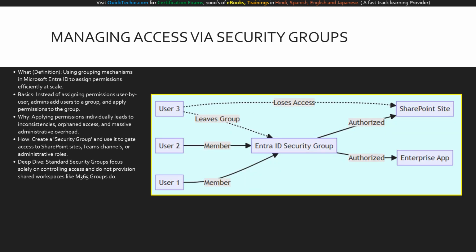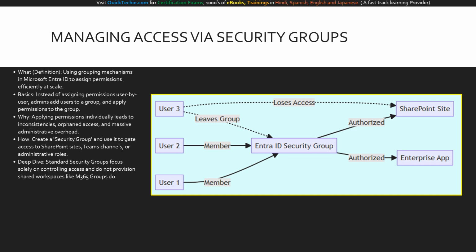Now, let's talk about how we actually apply authorization efficiently. Assigning permissions on a user-by-user basis is a massive administrative mistake. It leads to human error, inconsistent access, and major security gaps when people change roles. The solution is group-based authorization. In Microsoft 365, we use Microsoft Entra ID groups, specifically security groups. You group users logically, perhaps by department or project, and then you assign authorization to the group object itself.